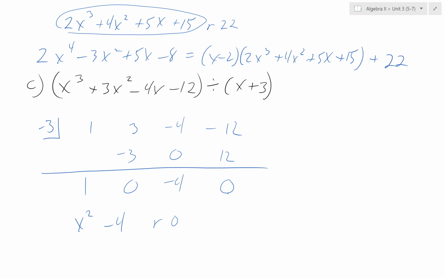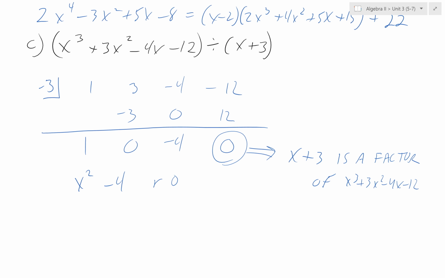Okay, what does that mean if you have a remainder of 0? It goes in evenly. Yeah, that means x plus 3 goes in evenly, so that tells us that x plus 3 is a factor of x cubed plus 3x squared minus 4x minus 12. And that's one of the reasons why we have been writing these answers in that strange way. We'll see why in just a second.